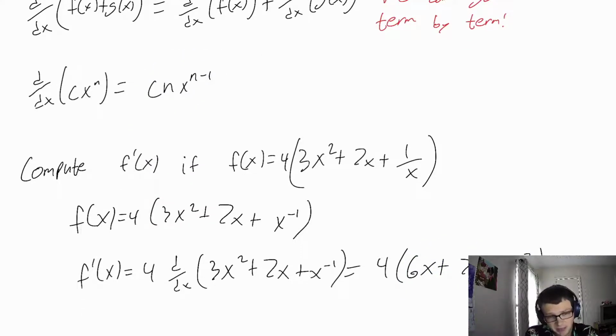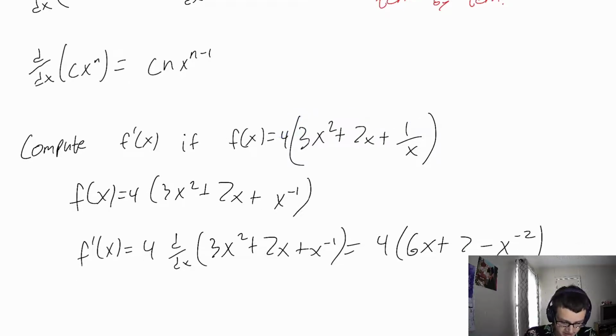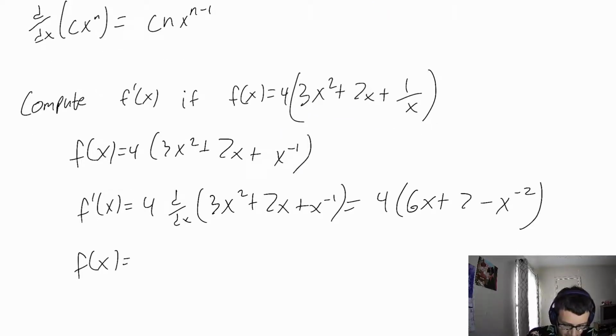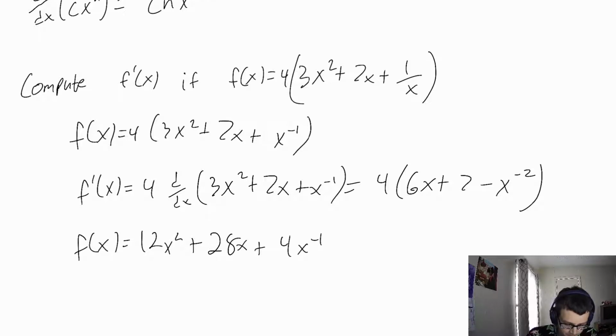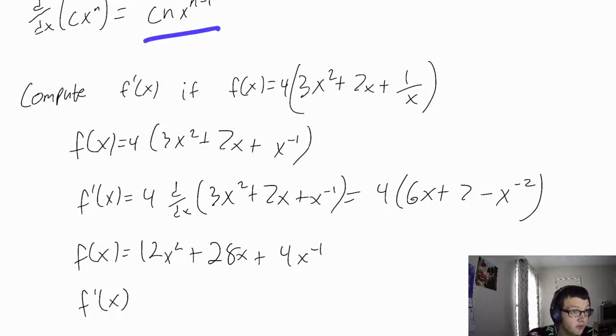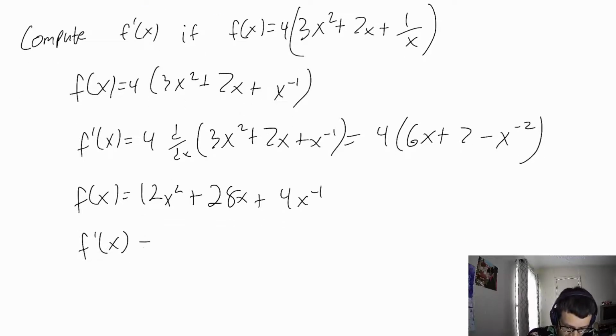Alternatively, and possibly more easily, we could also distribute this 4 in here to get f of x equals 12x squared plus 28x plus 4 times x to the minus 1, and then just apply this rule over and over and over again to get us 24x plus 28 plus, or I should say minus, 4 times x to the minus 2.